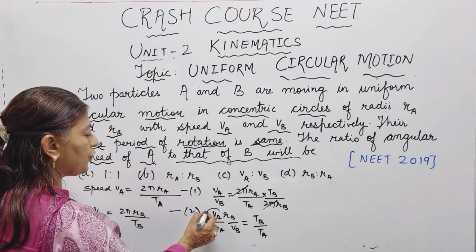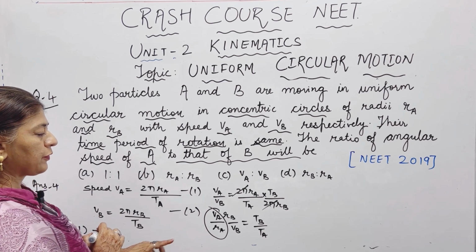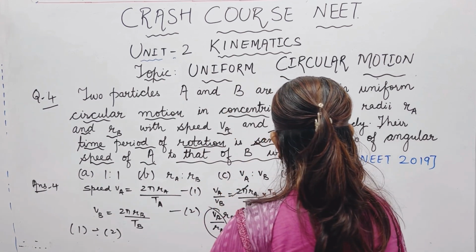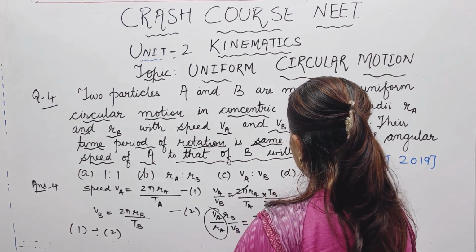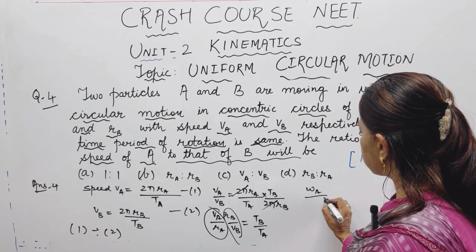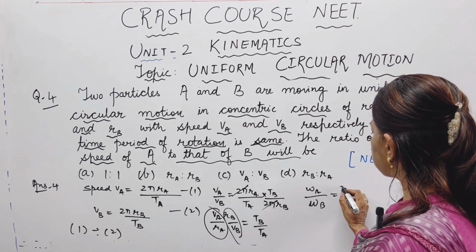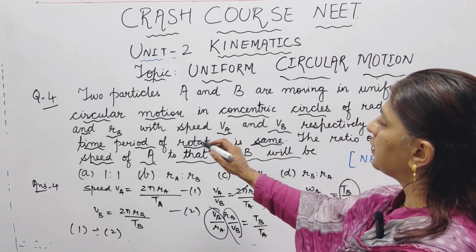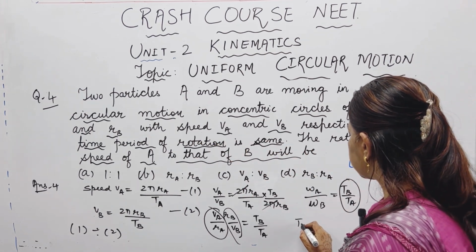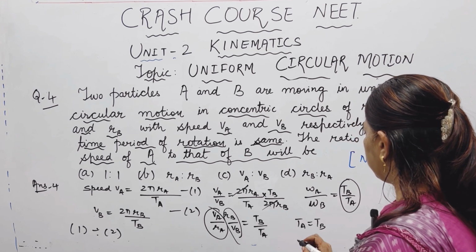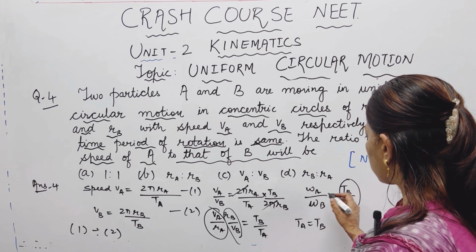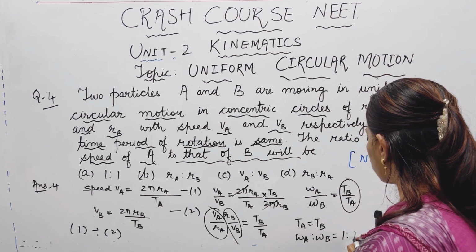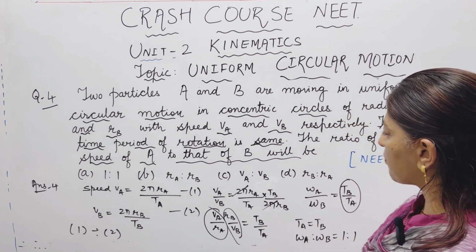Now what is VA upon RA? VA upon RA is omega A, that is the angular velocity, and VB upon RB is omega B. This is equal to TB by TA. Since the time period of rotation is the same, TA is equal to TB, as given. So the ratio of omega A to omega B is equal to 1:1. So the answer for this is part A.